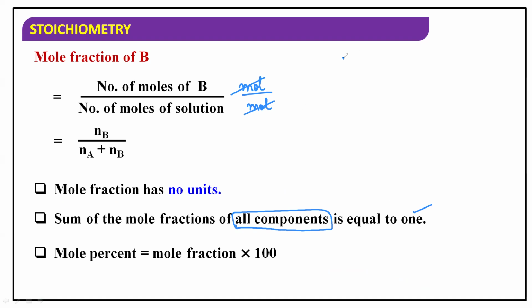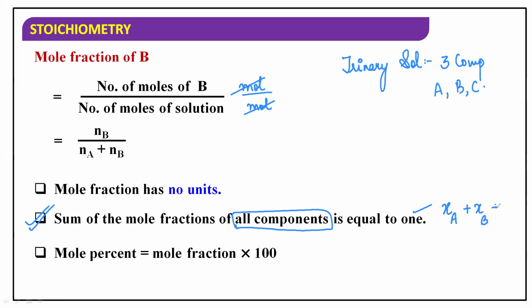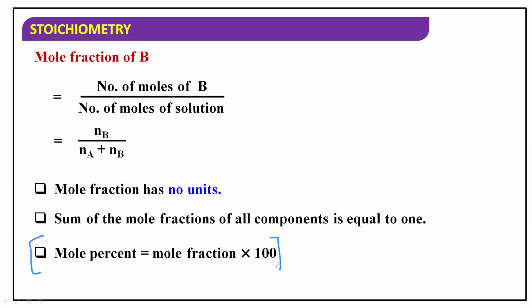Suppose your solution is a trinary solution. What is a trinary solution? One which is made up of 3 components. So let those 3 components be A, B, and C. This point says that mole fraction of A plus mole fraction of B plus mole fraction of C should be equal to 1. And to calculate the mole percentage, the formula is mole fraction multiplied by 100. This formula is not mentioned in NCERT. You have to keep this in your mind when you are doing the questions.